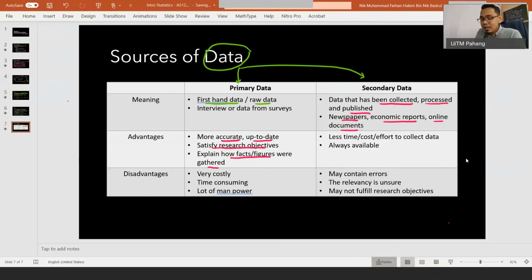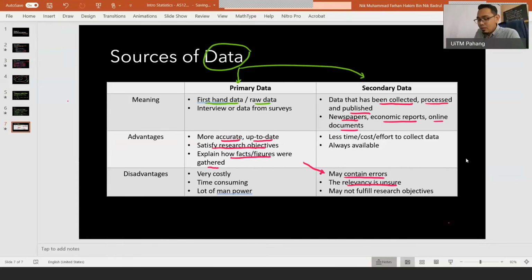Tetapi jika kita menggunakan secondary data, kita tengok disadvantages of secondary data, it may contain errors. Mungkin mengandungi kesilapan. Kan orang lain buat data, kita tak tahu di belakang dia, mungkin ada tersilap tambah satu kurang satu and so on. So it may contain errors. The relevancy is unsure, meaning to say that kita tak sure. Data yang dikumpulkan oleh orang lain tadi, relevan tak untuk kajian kita? Kita tak sure. Dia kutip data macam ni, kita tak tahu. So kita payah ambil je. Itu kelemahan dia lah. Right.